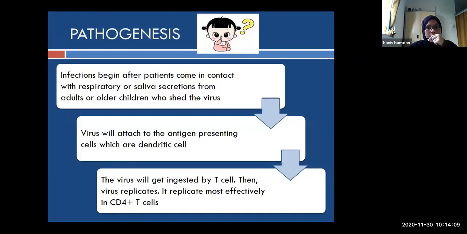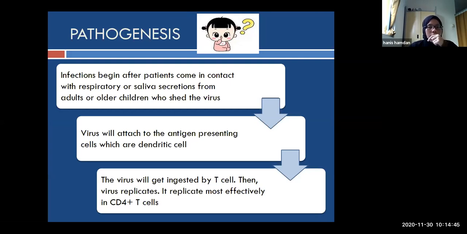Next is pathogenesis of roseola infantum. The infection begins after the patient comes in contact with respiratory or salivary secretions from adults or older children who share the virus. After that, the virus will attach to the antigen-presenting cells, which are the dendritic cells. Then, the dendritic cell will be activated and migrate to the lymph node. At the lymph node, the dendritic cell will interact with T cells. Then the T cell will ingest the virus.